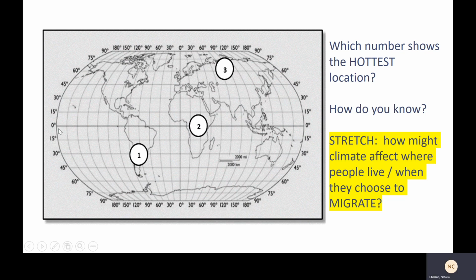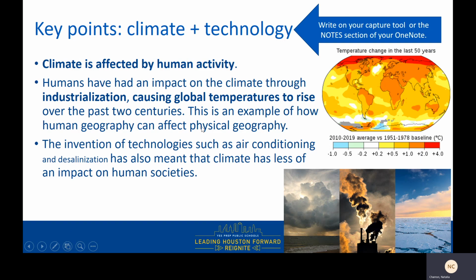One thing to start thinking about too is like, how does a place's climate affect how people choose to live and where they choose to live and whether or not they choose to move somewhere else to migrate. So climate, to a large extent, determines human activity. We respond to our environment and live accordingly. But we have also affected climate with our human activity.